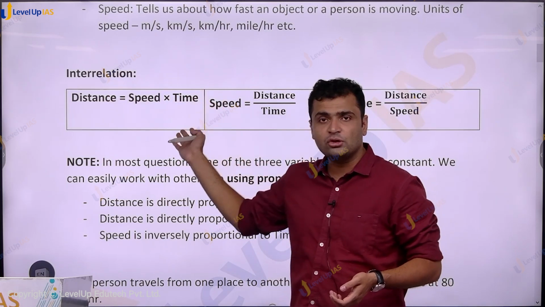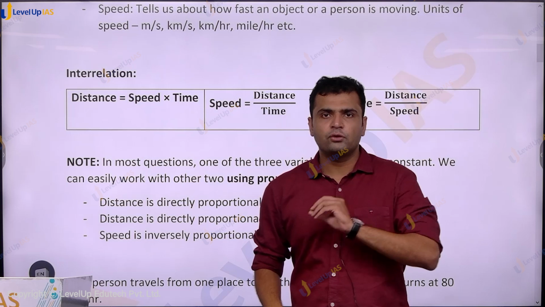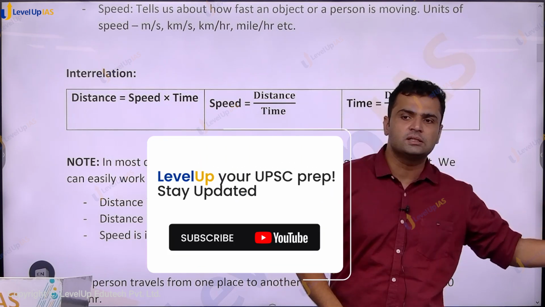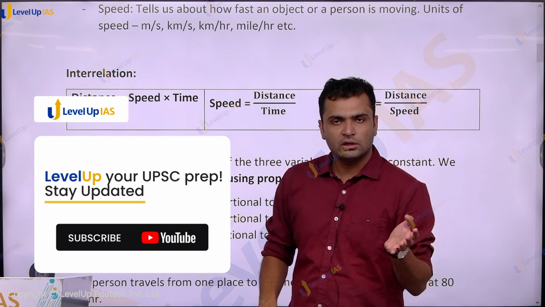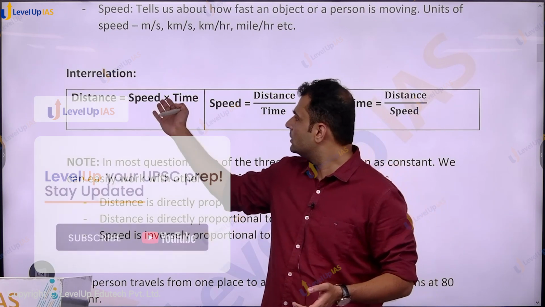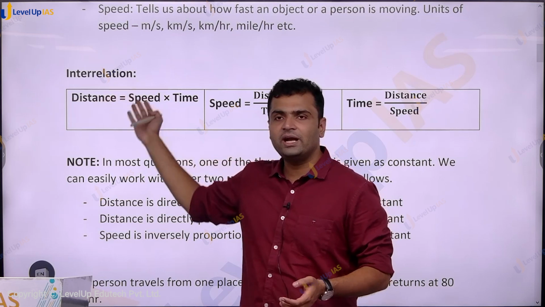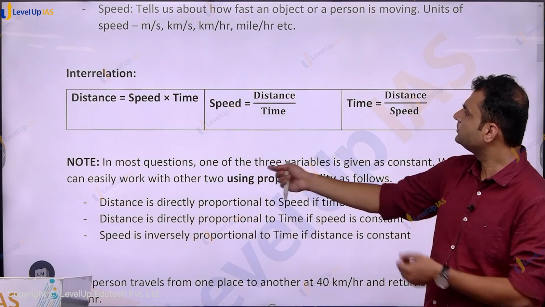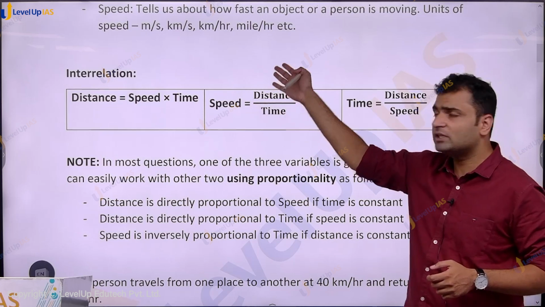Similarly, if the time is constant, if we are traveling for 1 hour only, the one who is going at the faster speed will reach the farther distance. The one who is going at the smaller speed will go lesser distance. So, if the time is constant, speed and distance are directly proportional. And speed is equal to distance upon time.